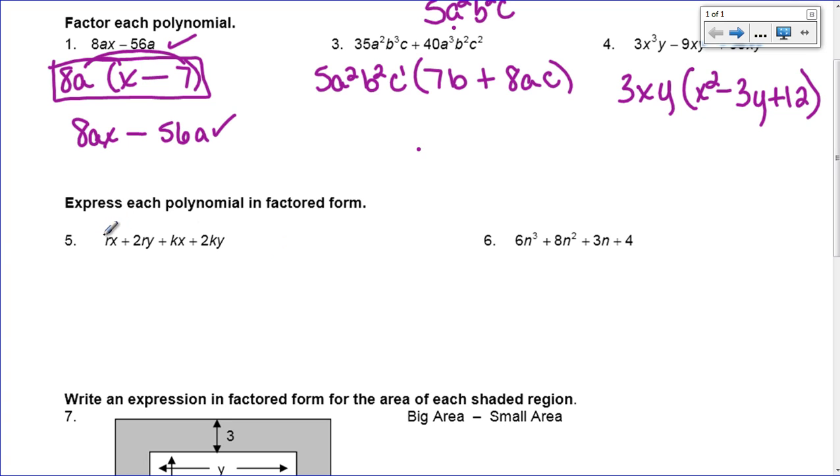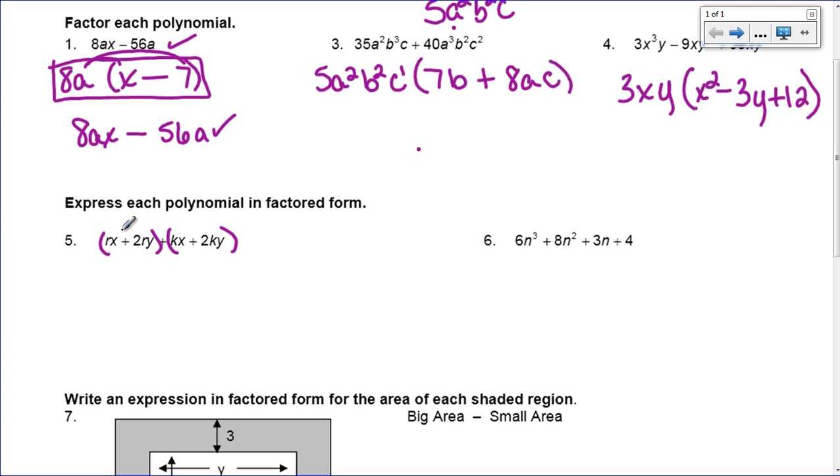The first way is what I like, is what we call the grouping method. And so I take the first two and I group them together. And so then I take the second set and I'm going to group them in parentheses. So now I have created two groups, hence the grouping method. So now I'm going to take these two terms that are in a group and I'm going to pull out their GCF. So I have Rx and 2Ry.